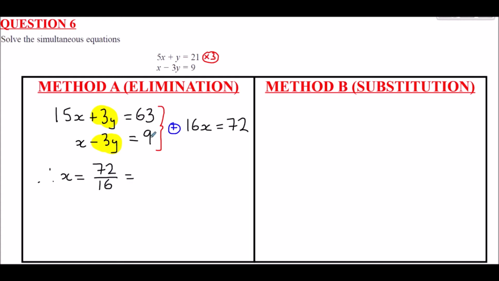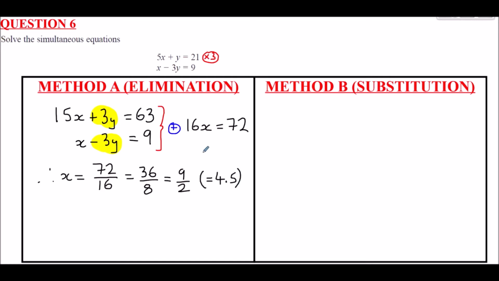So we can simplify this down somewhat. For example, both top and bottom can be halved, so we can get 36 over 8. We could halve again. In fact, it'd be quicker if we just divided by 4, if you can spot that. Dividing both top and bottom by 4 gives us 9 over 2, which, if you want, is 4.5.